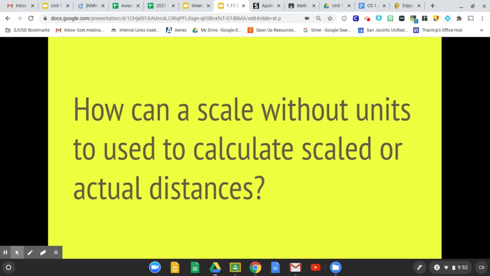How can a scale without units be used to calculate scaled or actual distances? So even though there's no units on there, it's still the same steps. You're still going to draw your table, drawing on one side, actual on the other side. You're going to write your scale in there. You're going to figure out, how do I go from drawing to actual and then back from actual to drawing. The only thing we have to remember is that when the units are not given to us in the scale, we have to use the same units for both.